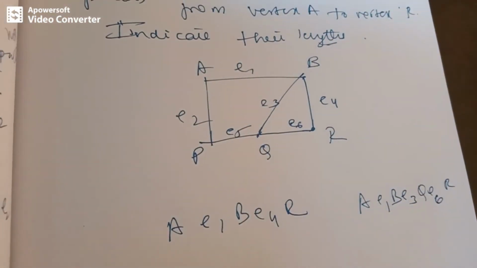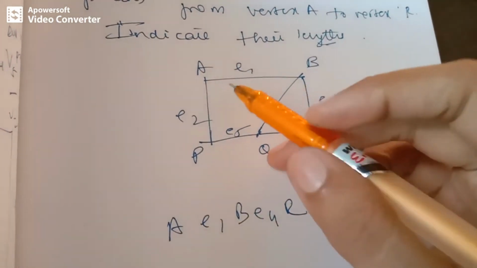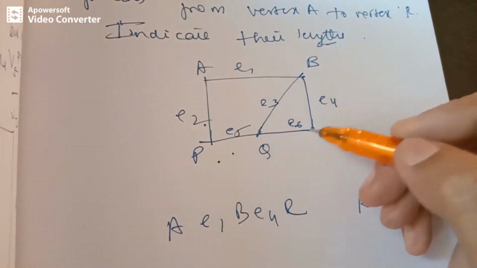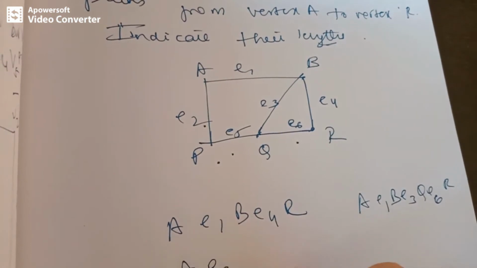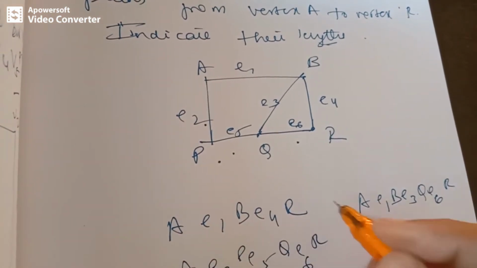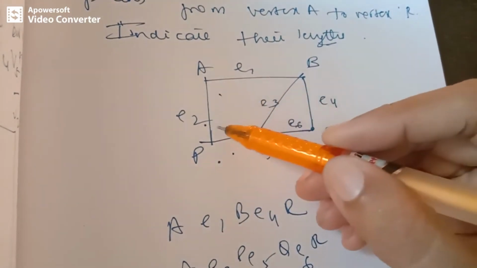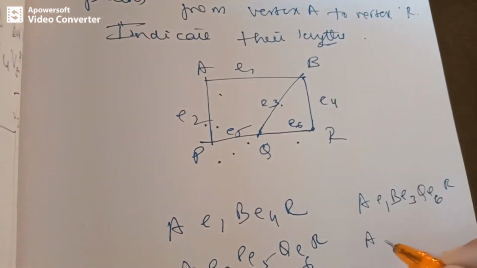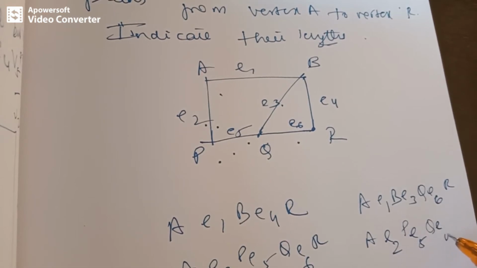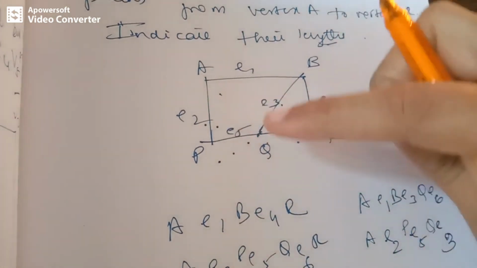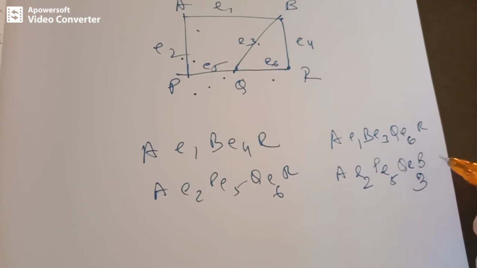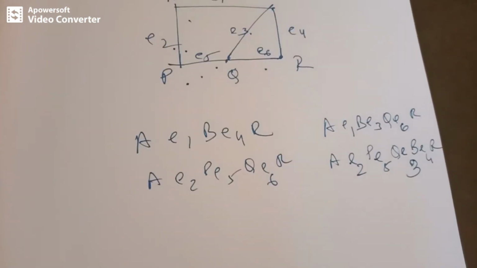Okay, this is another path. The next path is A, E2, P, E5, Q, E6, R. And then you can have A, E2, P, E5, Q, E3, B, E4, R. So we have got 4 paths. These are the 4 paths from A to R.